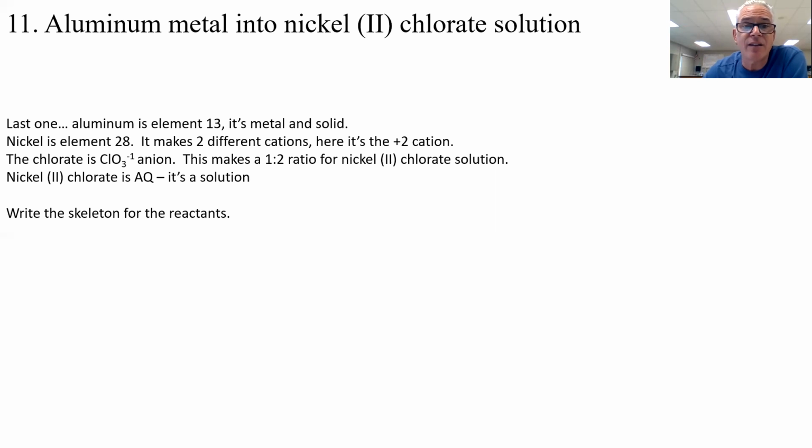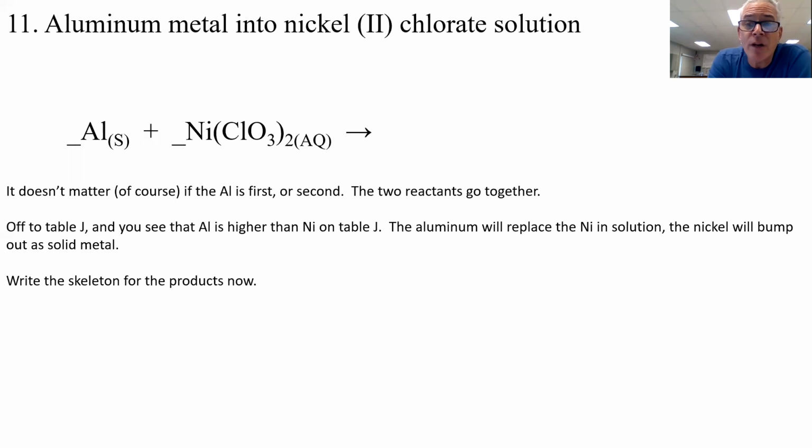That goes with the +2 nickel. So let's write the reactants properly. The aluminum is easy, Al, and it's a solid. If the nickel's a +2 and the chlorate's a -1, we need parentheses, and we have 1 nickel with the double chlorate, Ni(ClO3)2. That's aqueous because it's a solution. I told you it's a solution, aq.